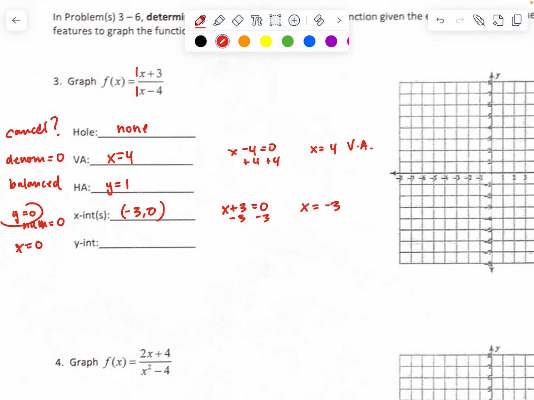Last but not least, y-intercept is when x is equal to 0. And all we have to do is substitute 0 in for x. So we get 0 plus 3 over 0 minus 4, which is equal to negative 3/4. So we get the point 0 comma negative 3/4.